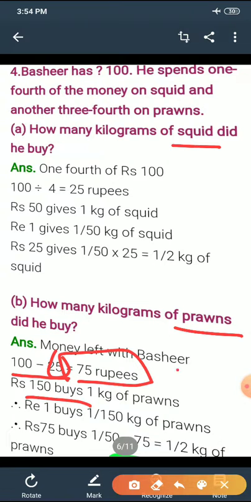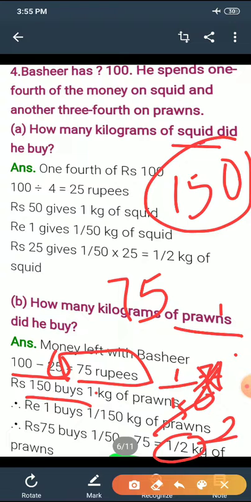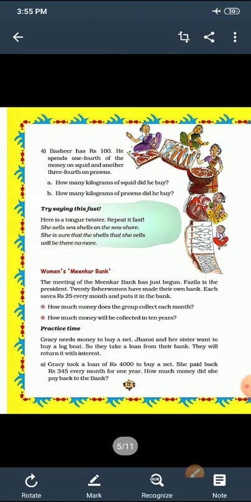So what will we do? 75 upon 150. So what will we get? 75 ones are 75, 75 twos are 150. So how much will he get? Half kg. As you can see from here, he only has 75 rupees and the total cost is 150. 150 is the cost of 1 kg and he only has 75 rupees. Means half of 150. 75 is half of 150. So he will be able to buy only half kg of the prawns. Is it clear? Okay, now let's move.